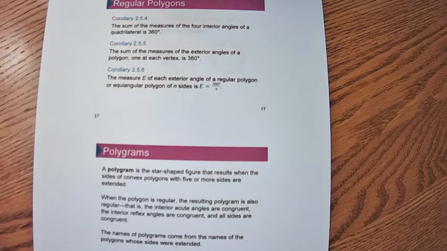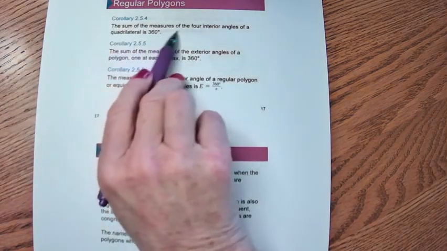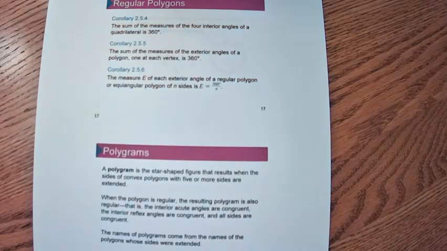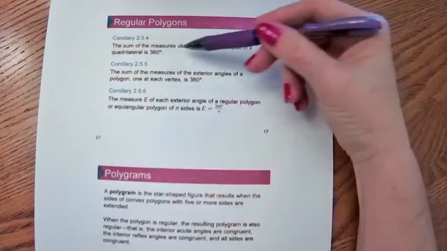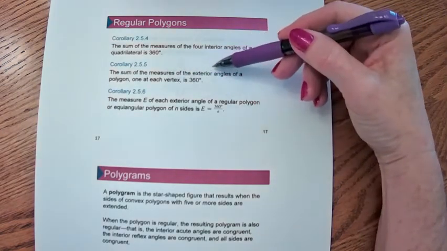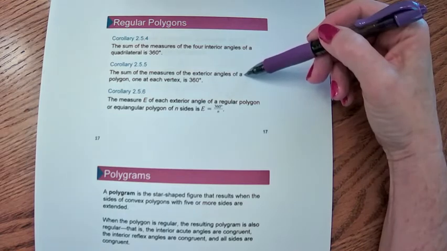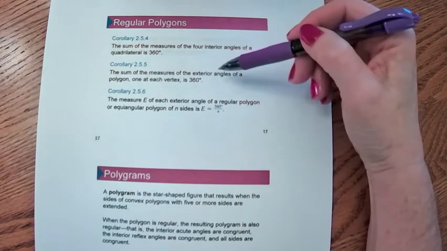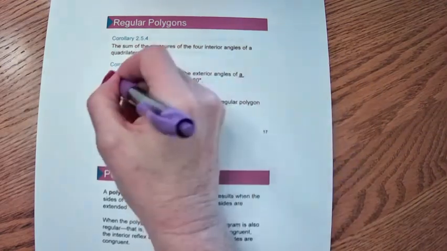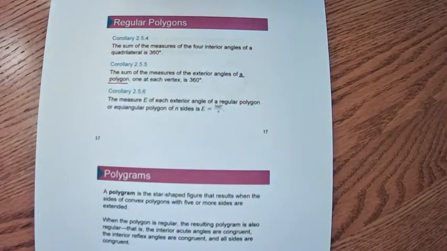And some other things that we know about polygons: the sum of the measures of the 4 angles of a quadrilateral will always be 360. We saw that with our square. And the sum of the measures of the exterior angles of any polygon will always equal 360. This would be for any polygon if you add up the measures of all the exterior angles.